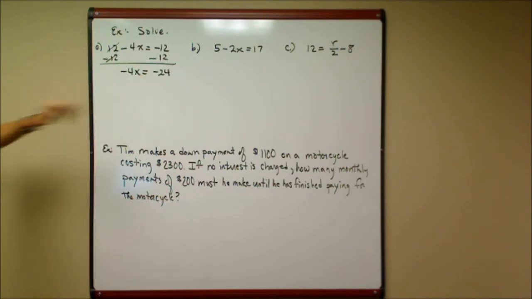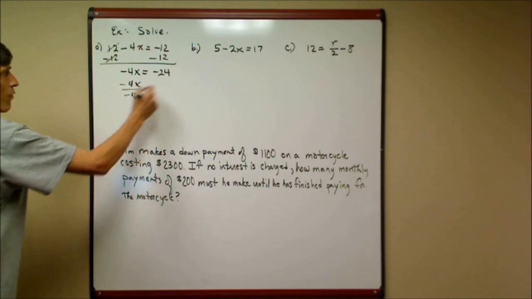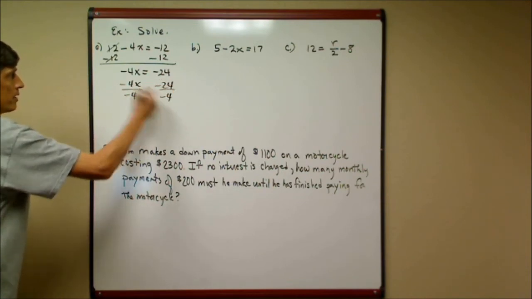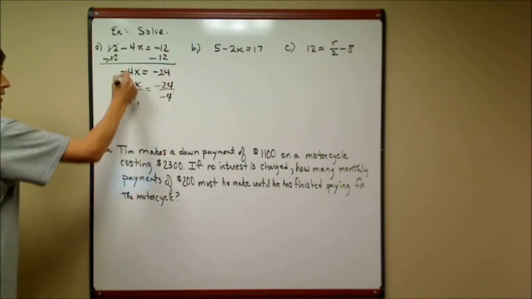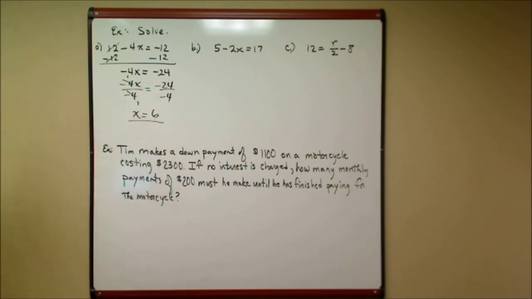So now it's an easier problem because the negative 4 is times the x, I can divide both sides by negative 4 and I can handle this. And they cancel out as a factor of 1. Negative divided by negative is positive, positive 6.